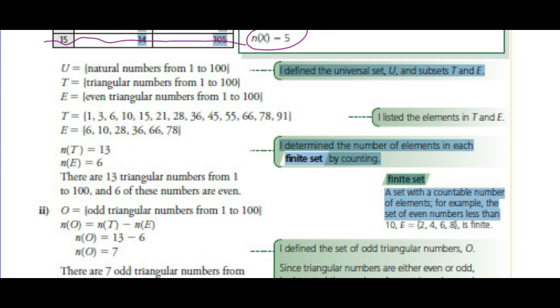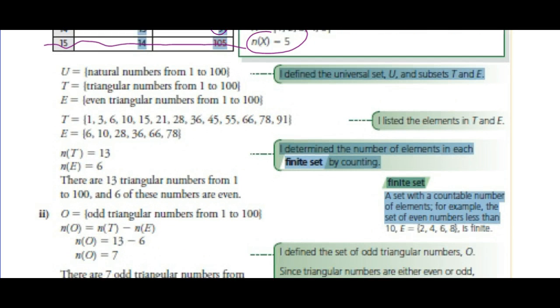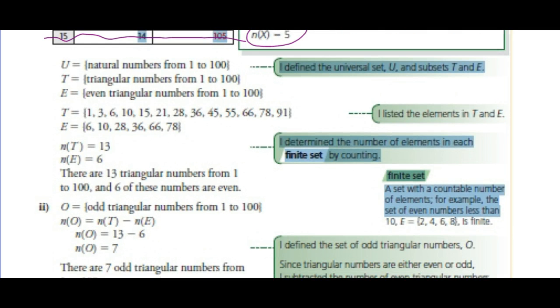So Simon's gone through and he says, okay, the universal set is natural numbers from 1 to 100, right? We're looking for the triangular numbers. T is the triangular numbers from 1 to 100, okay? So he's just pulling that out of here. These guys are the triangular numbers. So there's the set T.